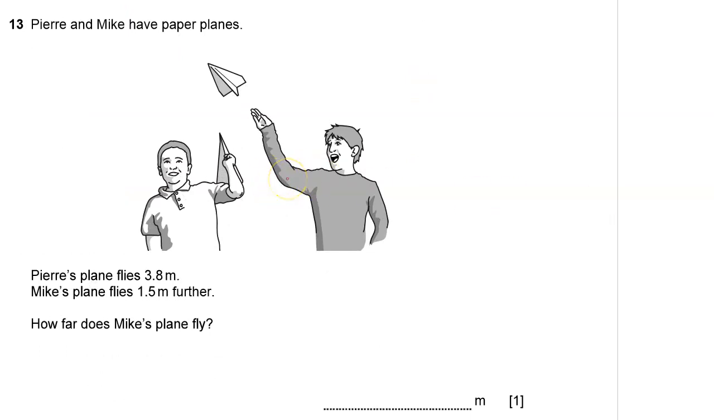Question number 13. Pierre and Mike have paper planes. You can see their plane right there. Pierre's plane flies 3.8 meters. Mike's paper plane flies 1.5 meters further. How far does Mike's plane fly?